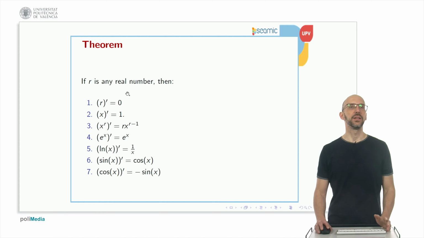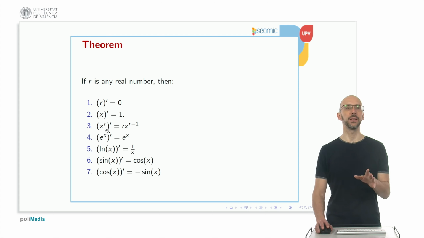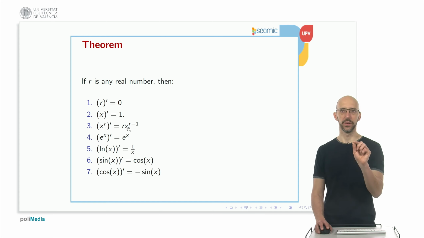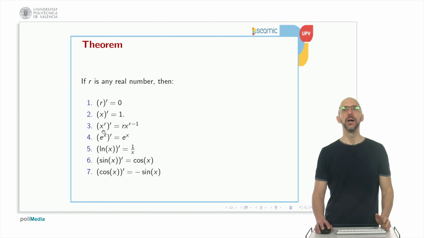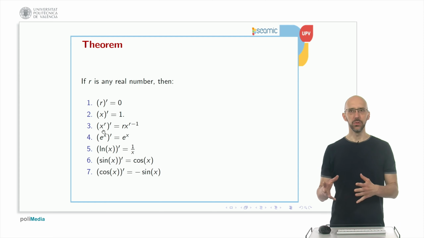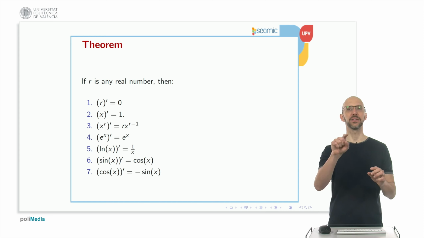The key point is that if r is a real number, it's fixed, then the derivative of any constant is 0. The derivative of x is 1. Power rule, it's very important. The derivative of x to some power is that function: the exponent goes down and multiplies the x, and I subtract 1 from the exponent. Okay, so for example, the derivative of x cubed is 3 times x squared.